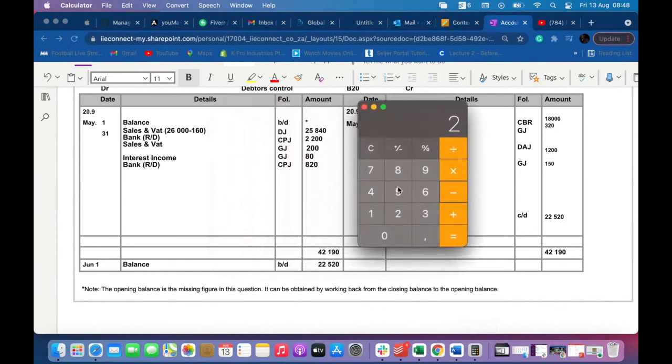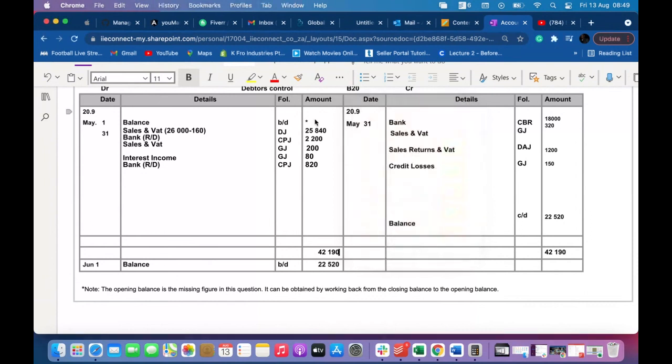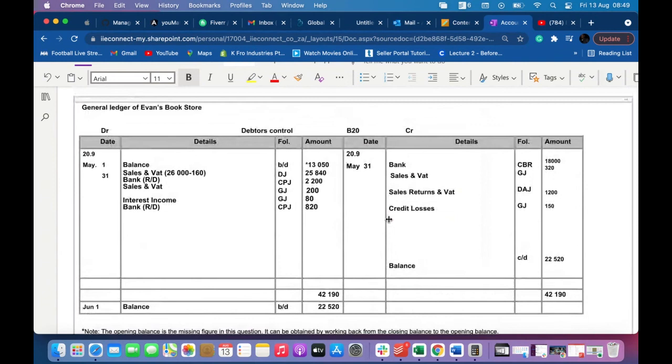Minus 25,840, minus 2,200, minus 200, minus 80, and then minus 820. Okay, so your opening balance should then be 13,050 rands. Okay, so that's all that you do, and that's how you work your answer.